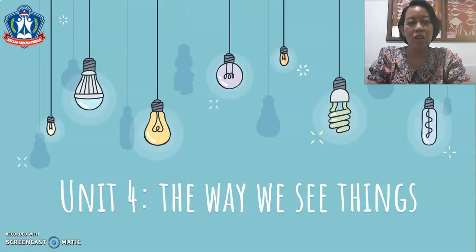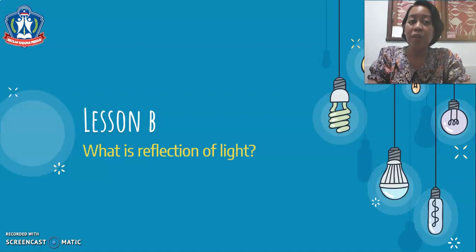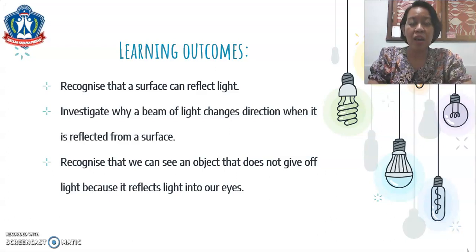We will continue learning Unit 4, The Way We See Things. And for this video lesson, we're going to learn about Lesson B, What is Reflection of Light? Our learning outcomes are the following. Recognize that a surface can reflect light. Investigate why a beam of light changes direction when it is reflected from a surface. Recognize that we can see an object that does not give off light because it reflects light into our eyes.